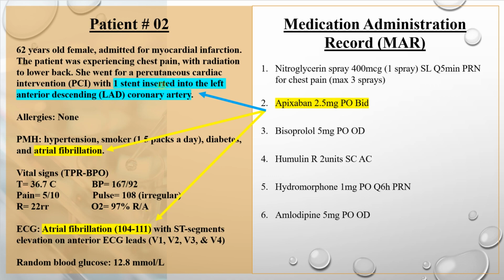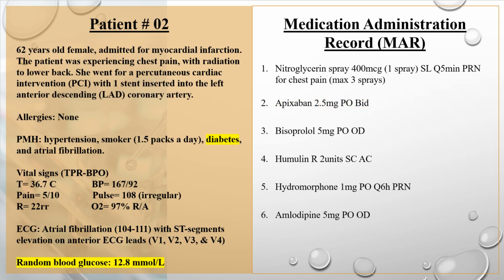Now, if you start thinking about it, it's also going to help with the stent because it is a foreign object that was just inserted. What is going to happen is the body is going to have a tendency of attaching platelets and starting to clot around it. So therefore, the patient needs to be anticoagulated. The Apixaban is going to have a primary effect on the atrial fibrillation, but it's also going to have a secondary effect on the stent, which is two birds with one stone.